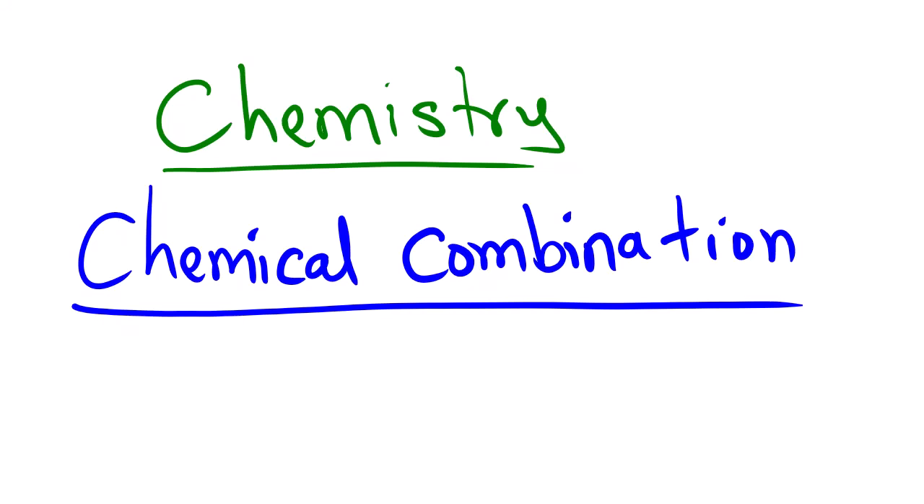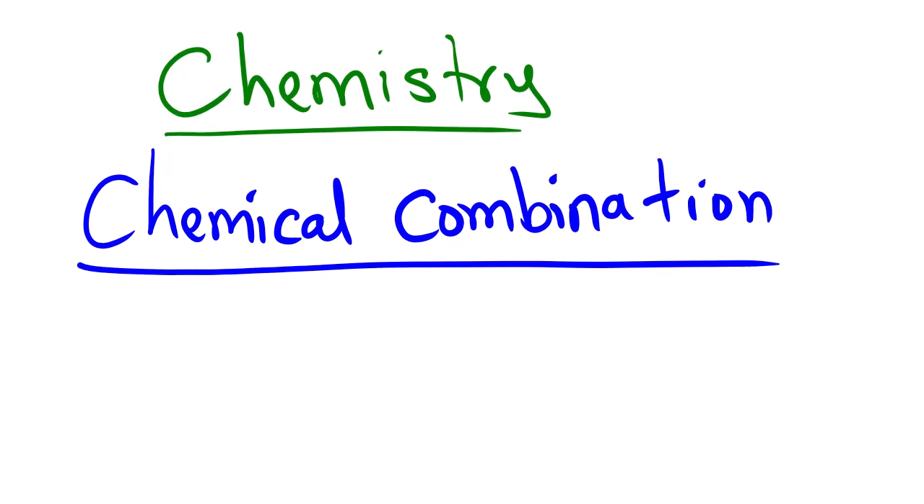In this class we are going to look at chemical combination. This topic is very important in chemistry, and understanding chemical combination will help you to know how reactions occur in chemistry. In our previous lesson, we described the electronic configuration of atom.